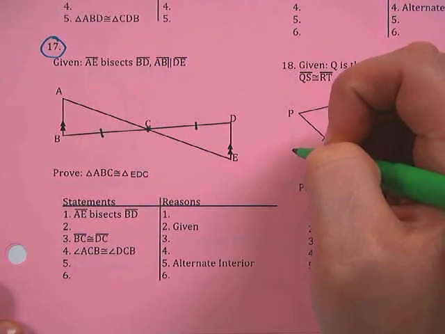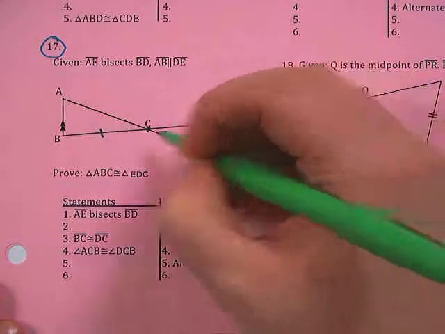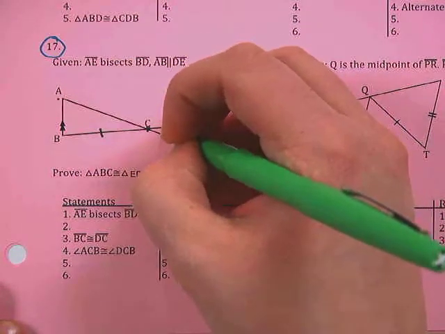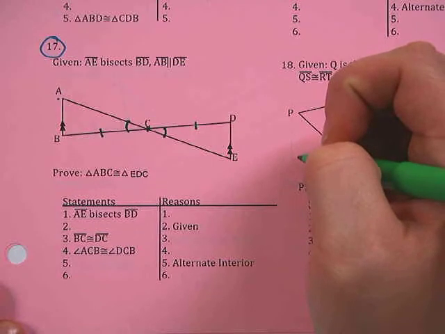All right. Another thing that we can notice by looking at this drawing is that DCE and ACB, those two angles right there, are vertical angles. So that's something we're probably going to be using at some point in this proof.